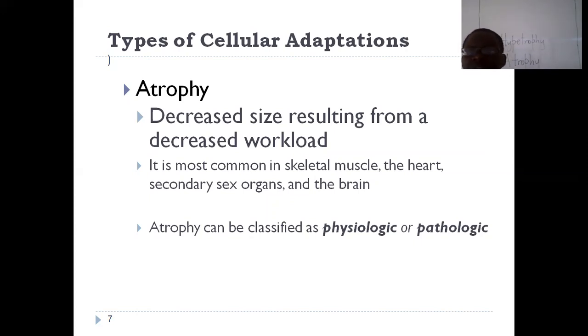Now, atrophy can be classified as physiological or pathological. So we are saying atrophy can be classified as physiological, or it can be classified as pathological. We are going to see why we refer to it as physiological or why we refer to it as pathological.